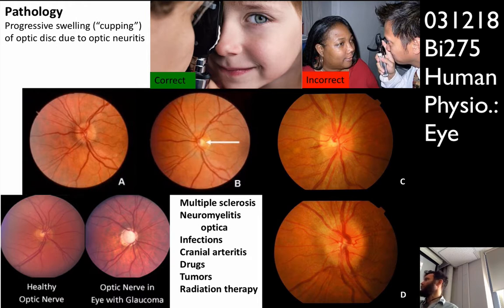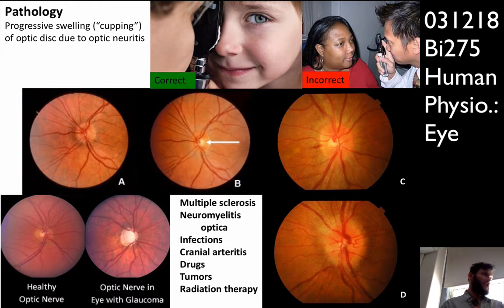Everything from multiple sclerosis, an inflammatory problem of the eye, neuromyelitis optica, various infections. Maybe you have systemic septicemia. You can identify that by looking at the optic nerve. Maybe there's cranial arteritis. You're having some kind of vascular problem in the brain. Is the person on drugs? Is there a tumor of some sort in the brain? Has the person been subject to radiation therapy? Et cetera, et cetera.